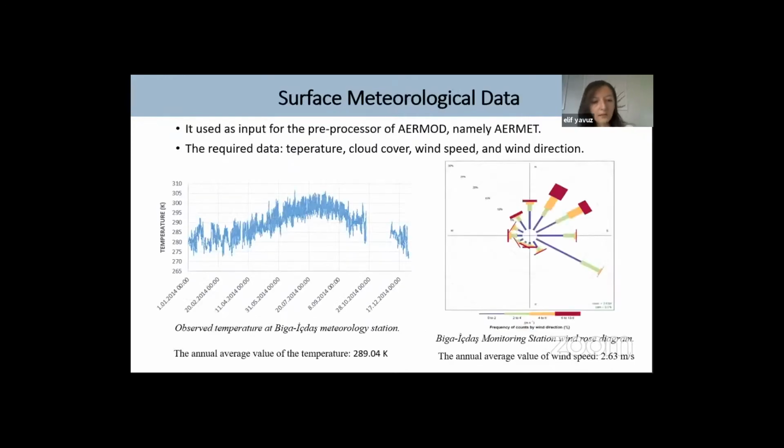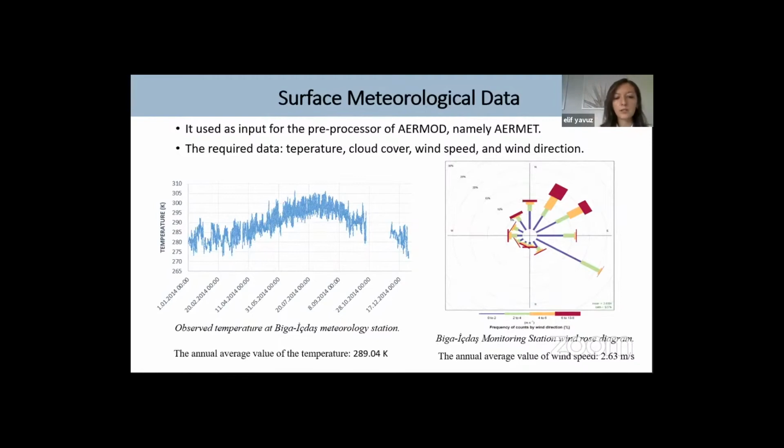I obtained the surface meteorological data from the Biga İçtaş meteorology station, and it is used as input for the IMET processor. It includes temperature, cloud cover, wind speed, and wind direction. You can see the observed temperature results on the left figure. There was about 1.5 months of missing data at the station between October 22 and December 1.